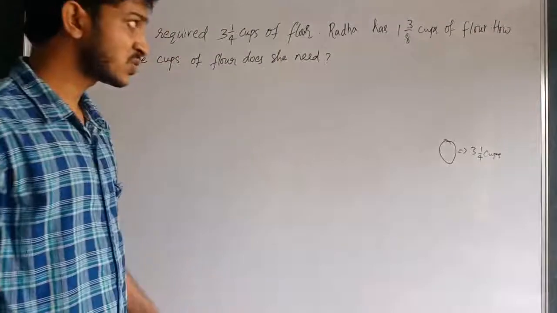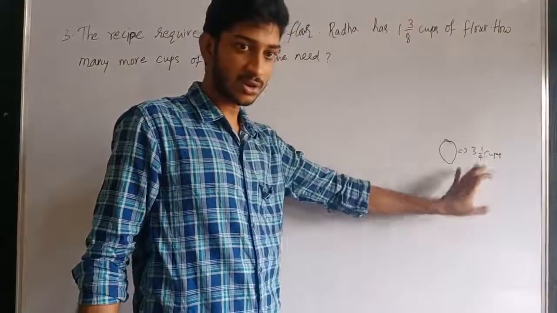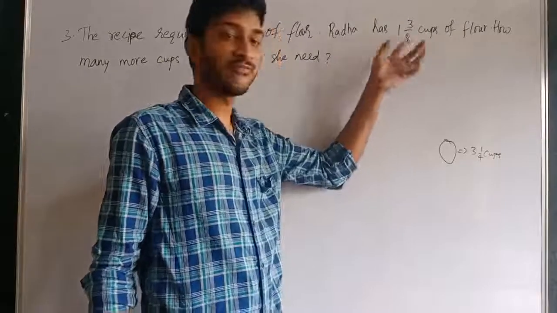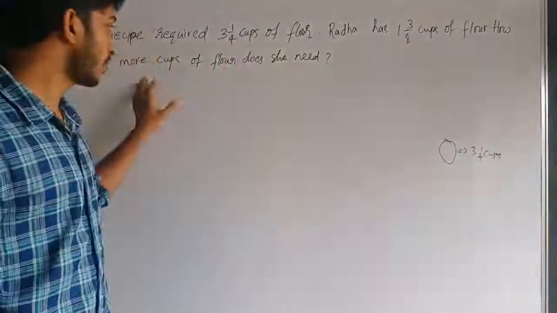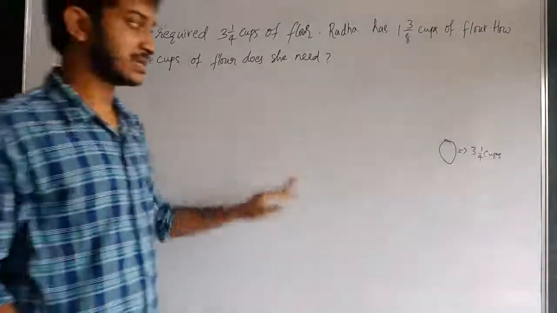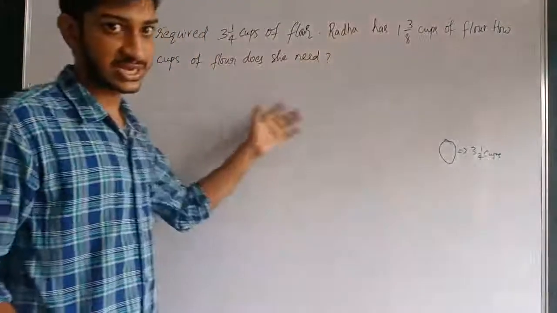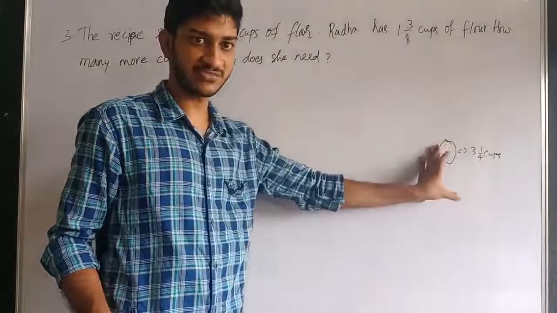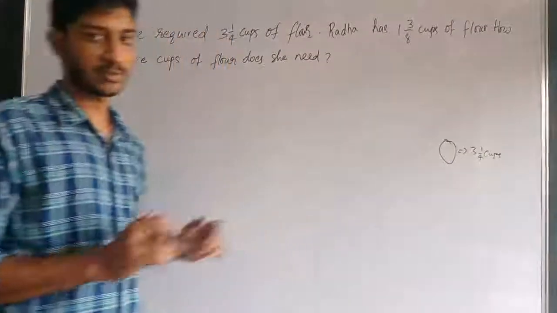So Radha has only 1 3/8 cups. She didn't have the total flour. So she has only 1 3/8 cups of flour. So how many cups of flour does she need? So find how many cups she needs for the preparation. Means you have to take subtraction here. Okay, children, do this problem as homework.